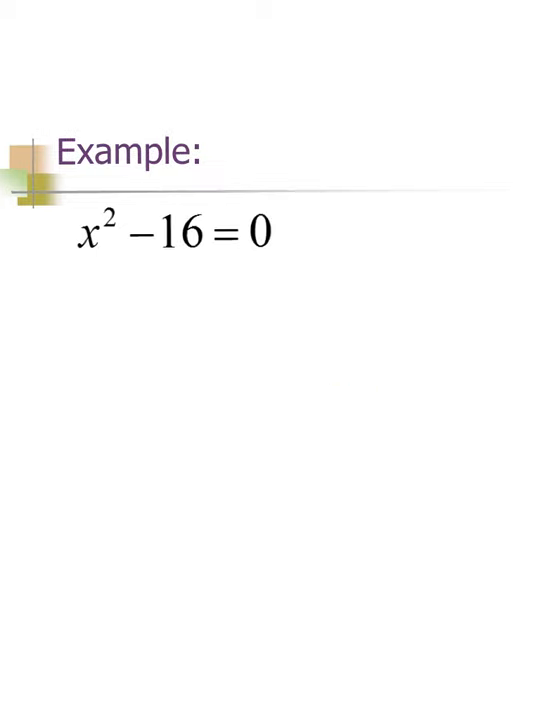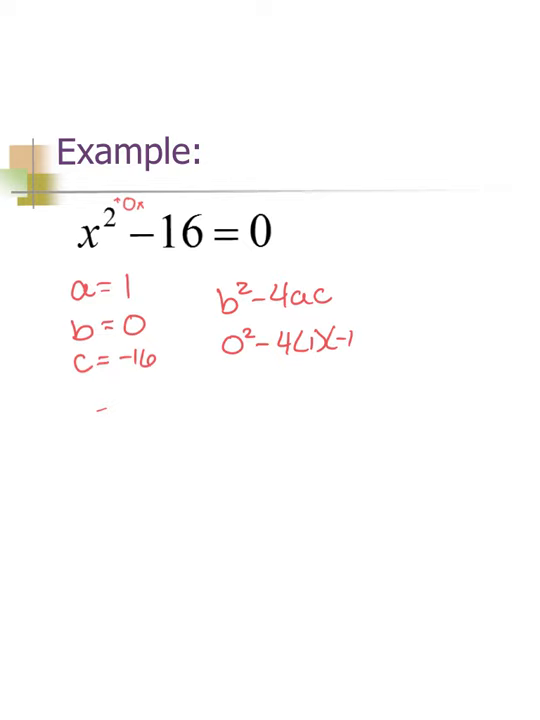Next one. Again, it is equal to 0, so off to the side, I'm going to list my A, my B, and my C. A is 1. B is 0, because technically it's like plus 0x in that equation. And my C is negative 16. So if I go back to my formula, b squared minus 4ac, I get 0 squared minus 4, 1, negative 16. So I get 64. 64, again, is the discriminant.